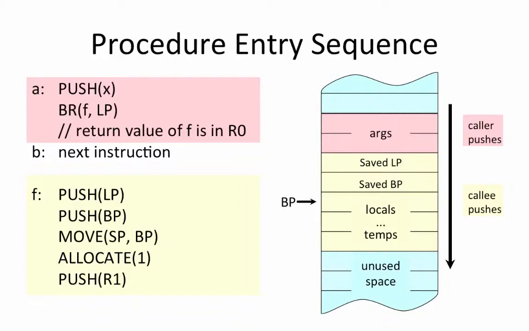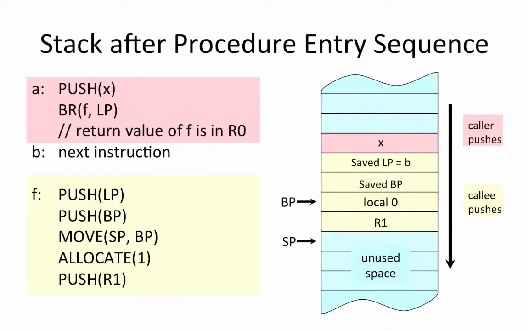Once the entry sequence is complete, the BP register still points to the location immediately following the saved BP. The SP, however, now points to the location immediately following the saved R1 register. So for this procedure, after executing the entry sequence, the stack has been modified as shown here.